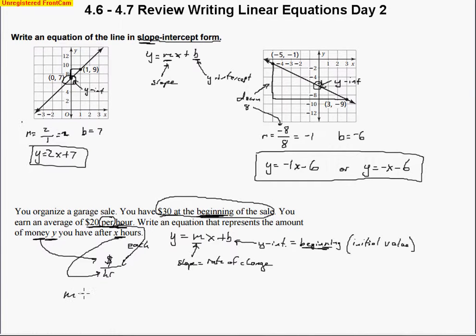So M equals 20, B equals 30. I write the equation in that form. Y equals M. Oops, in this place of M, I'm going to put that number this time. So Y equals 20x plus 30.